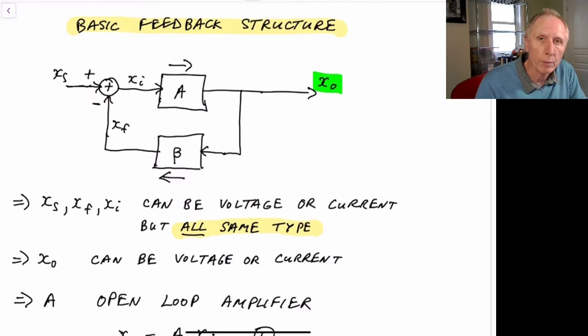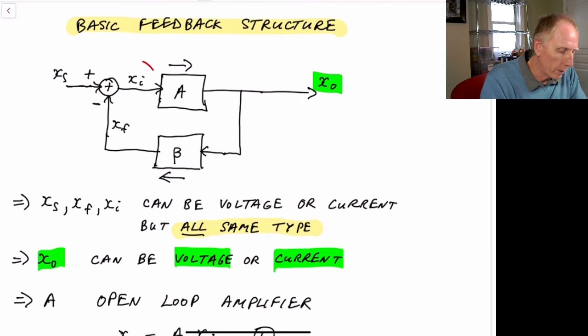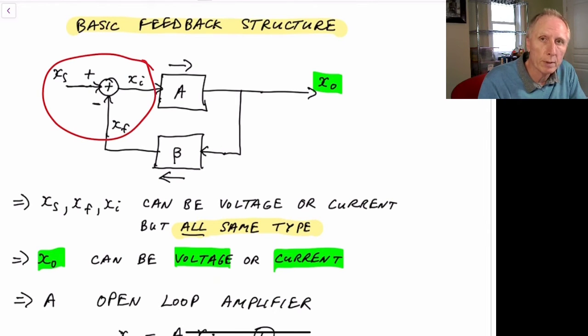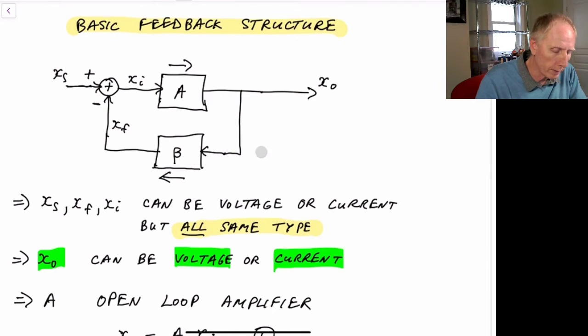The output X sub naught is also either a voltage or a current, but it does not have to be the same type as the input ones. So these three being at the inputs have to be the same. X naught is at the output, and it can be a voltage while the other three are currents, or it could be a current while the other three are voltages, or they could all four be voltages or all four currents.